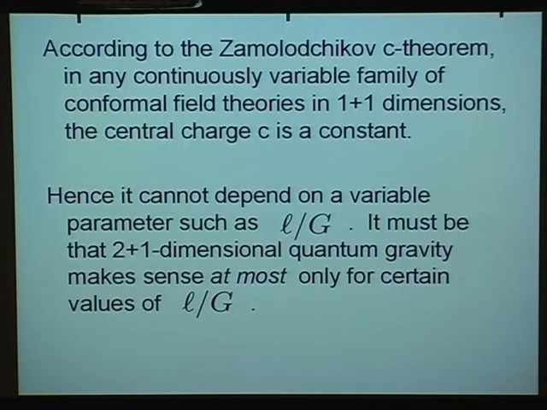For example, the central charge of a Calabi-Yau is independent of the moduli. That's an example of the theorem. So the cosmological constant cannot depend on a variable parameter such as L over G. It must be that three-dimensional quantum gravity makes sense at most only for certain values of L over G.